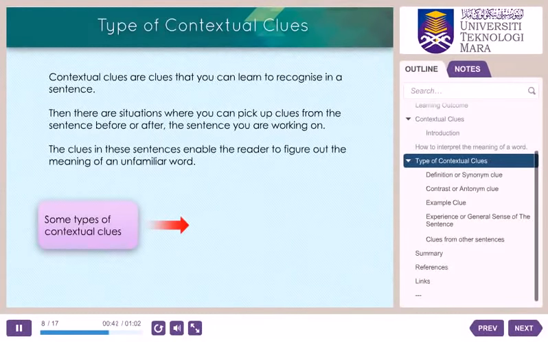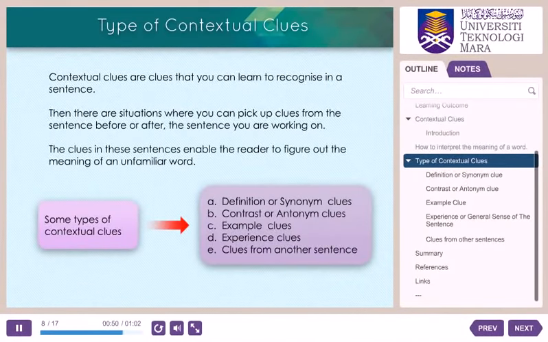There are 5 common clues that can help us find the meaning of unknown words. Definition clue, contrast clues, example clue, experience clues, clues from another sentence.